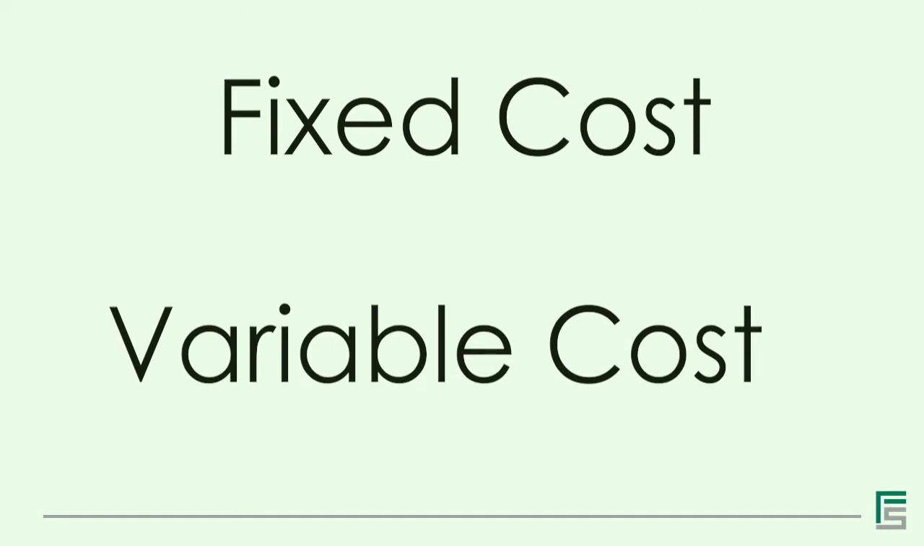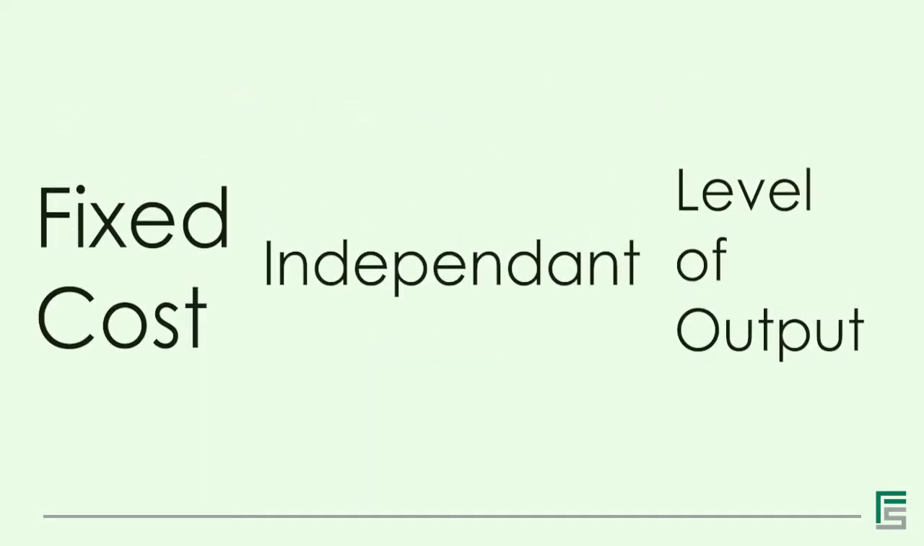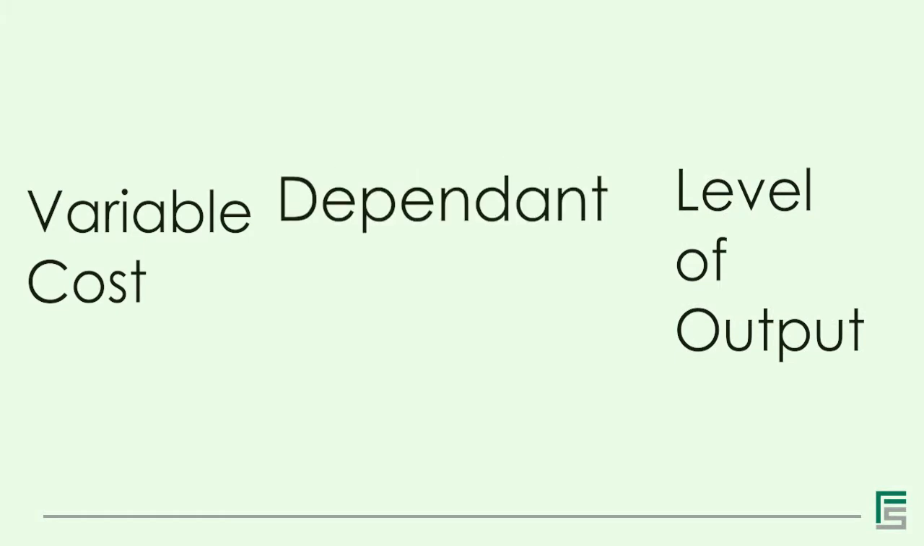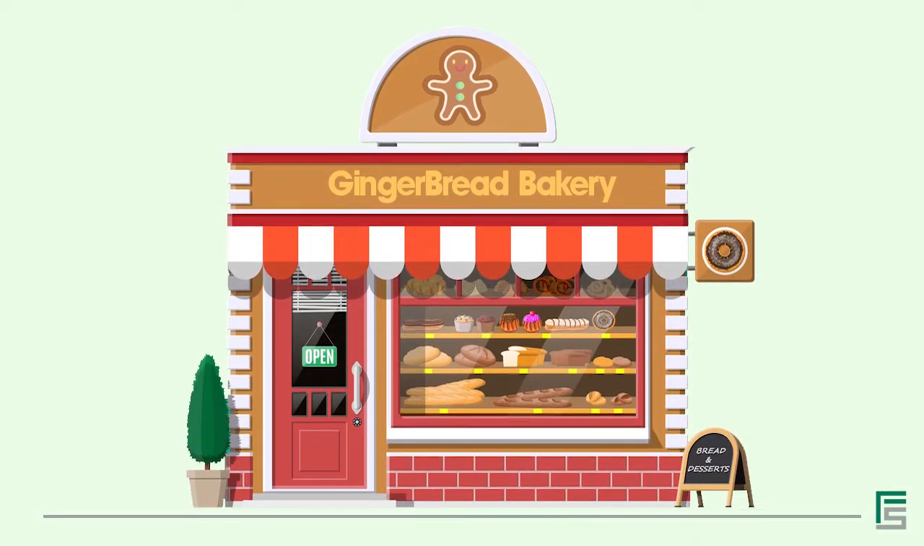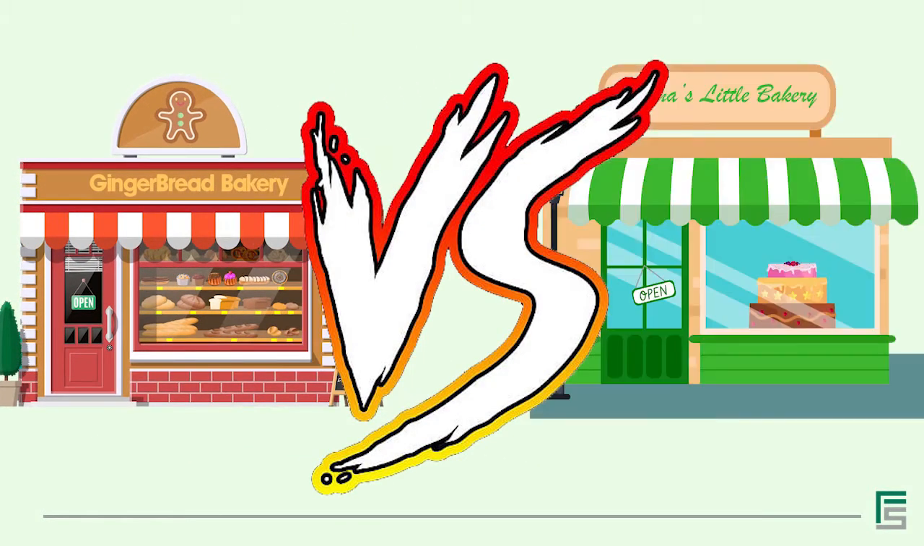In our previous video, we discussed types of costs. There are mainly two types of costs, fixed and variable. Fixed costs are those that are independent of the level of output, while variable costs change with the level of output. Today, we will be taking a look at what lies in the future for your bakery, Gingerbread Bakery, and your sworn enemy, Mama's Little Bakery.